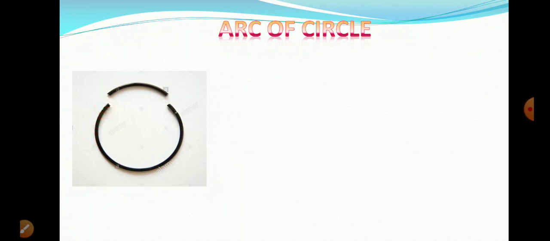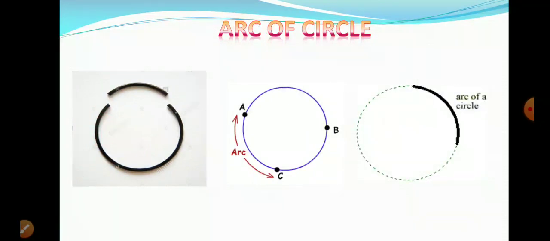Next, we can understand this by taking another picture. Here in this picture, AC is the smaller arc and ABC is the larger arc. Take another picture to understand it. Here in this picture, the dotted portion shown is the major arc, and this dark portion is the minor arc.